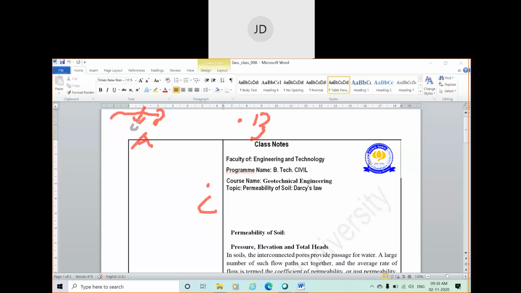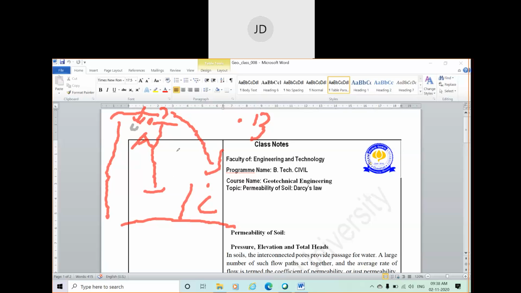Okay, now since A and C are at different levels from the ground, suppose this is the ground level. From the ground, the height of A is this much and the height of C is this much, so automatically you can say there is a difference in head between A and C. This is the head difference, and because of this head difference water may flow from A to C.